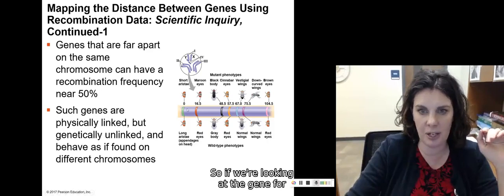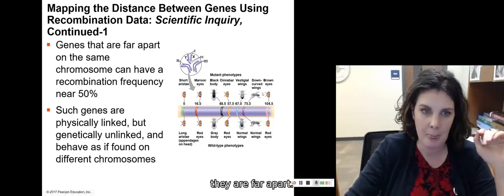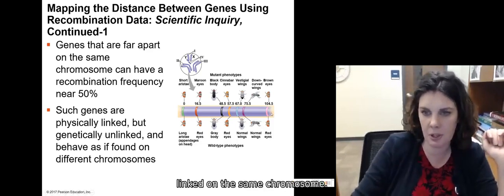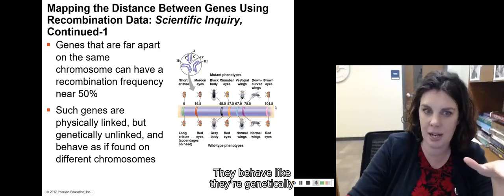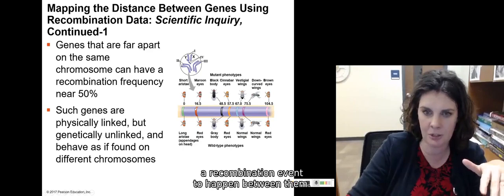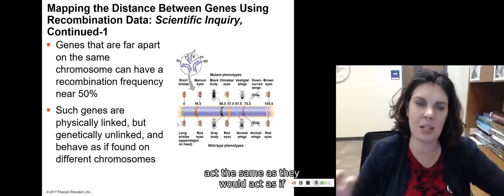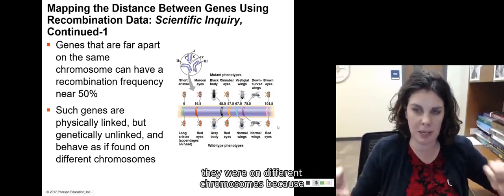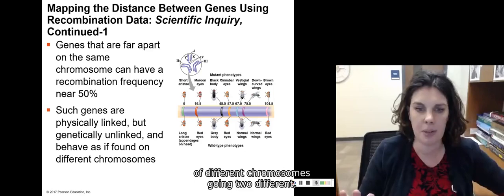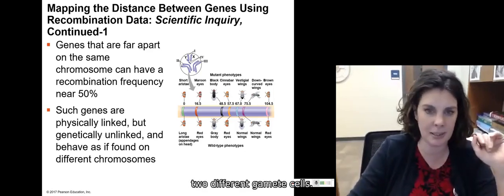So for genes that are far apart, like the gene for iris size and the gene for red versus brown eyes, even though they are physically linked on the same chromosome, they behave like they're genetically unlinked, because there's so much room for a recombination event to happen between them. So these two genes are going to act the same as they would if they were on different chromosomes, because the chance of recombination happening is the same as the chance of different chromosomes going to different gamete cells.